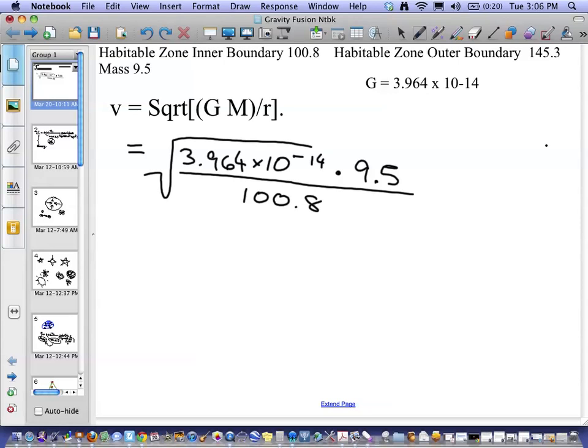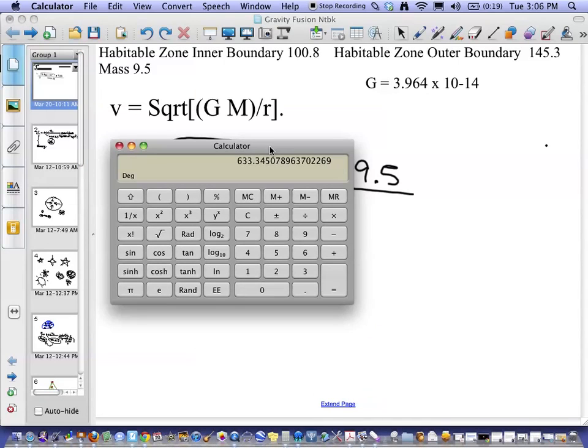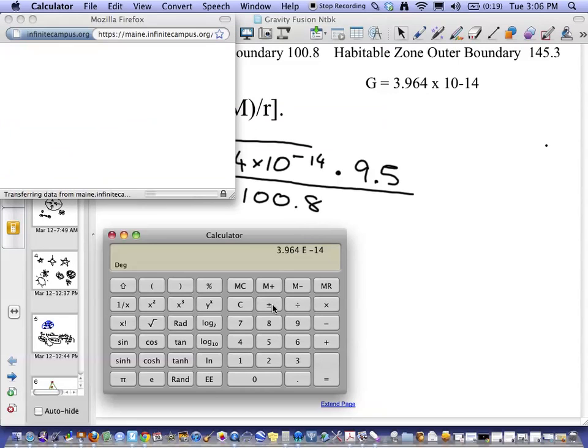So all I need to do to figure out this equation is take out my calculator and start typing the numbers in. First I'm going to clear what I had before, and I'm going to put in 3.964. If you want to include scientific notation, that's the times 10 to the, on a calculator, you hit this EE button. Once you've hit the EE button, you put whatever's after the 10.